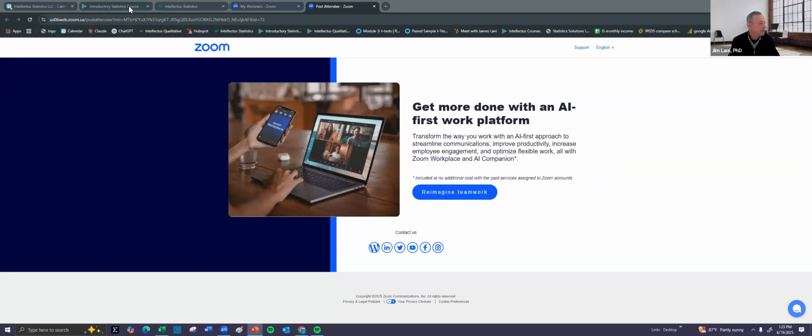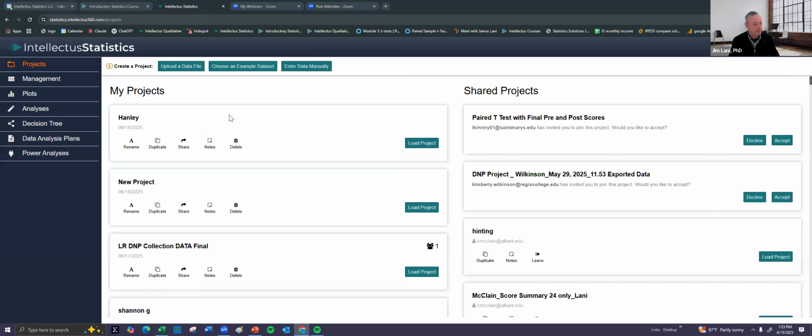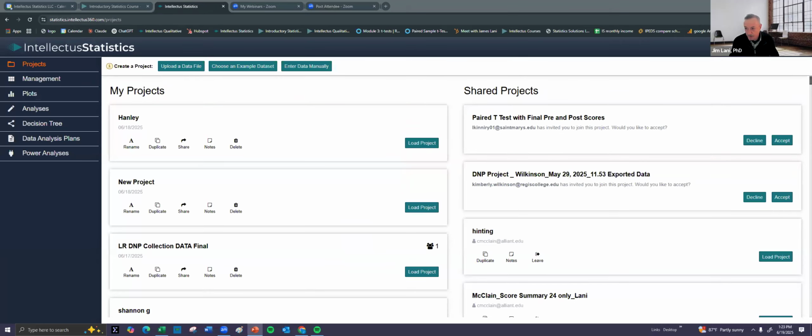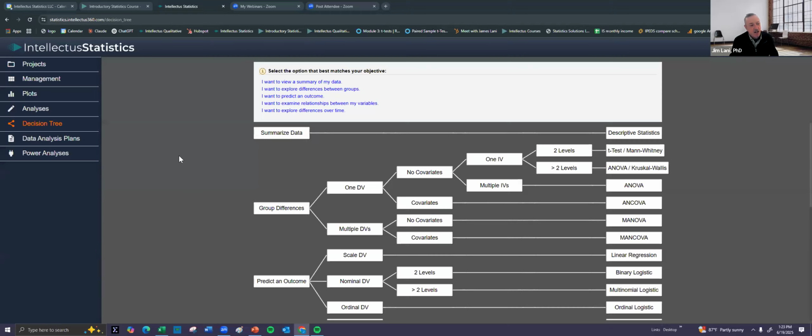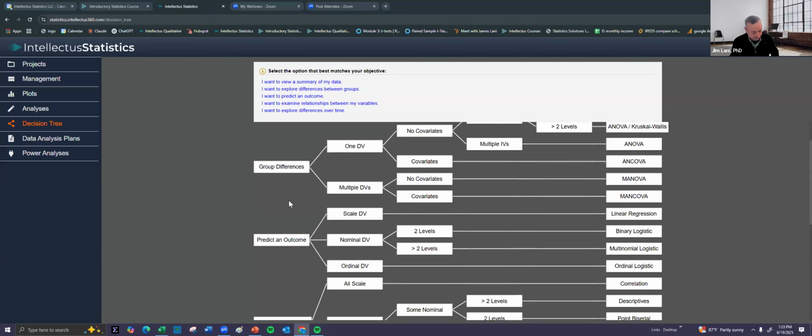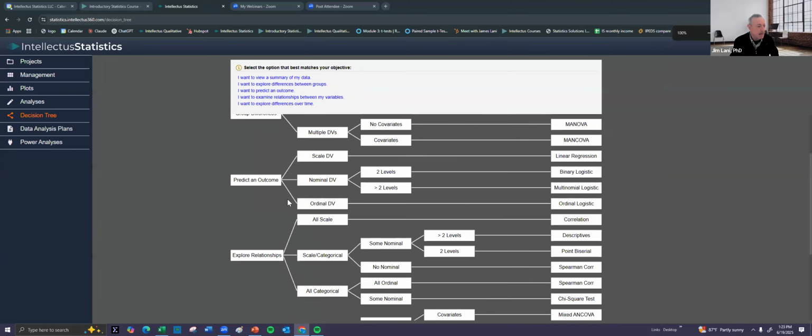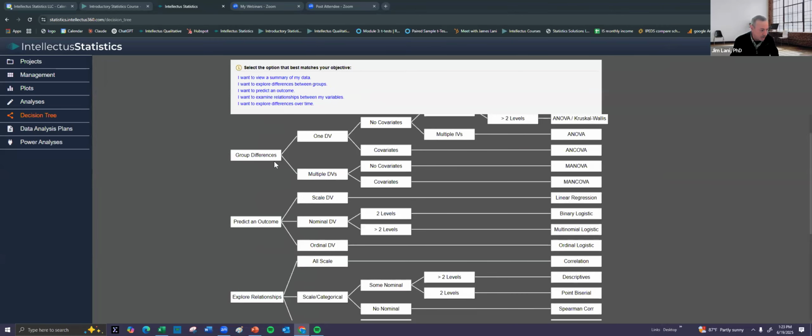Let's see what we can do here. So let me move this over here. Sorry. Okay, so this is inferential statistics. We have a decision tree here, and guess what you need to know? We need to know whether the variables are dependent or independent, but you can see that what I was calling language: you have differences, prediction, or relationships.